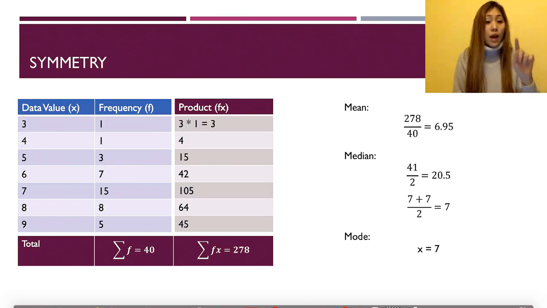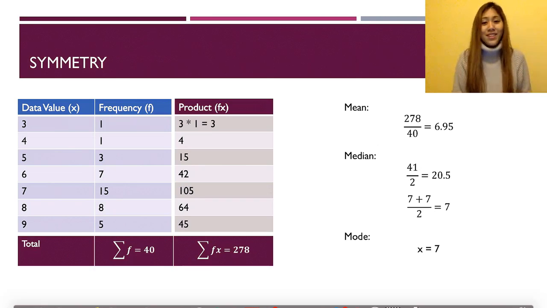The 20th number happens to be in the 15 frequency of the 7 data value. So that's going to be 7. Your 21st number is also in that same row, so that's also 7. 7 plus 7 over 2 gives us 7, so that's why our median is 7. Our mode is 7 as well, and that's because we have the highest frequency there, right? We have 15 of the 7 data value, as opposed to 3 of the 1, sorry, 1 of the 3.